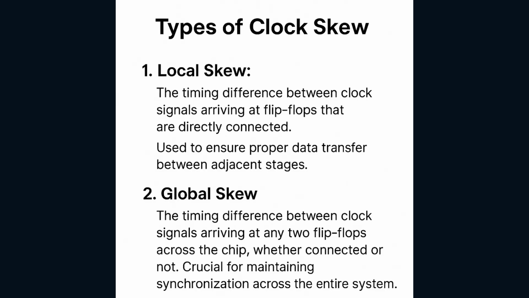Okay, directly connected ones. Right. And then there's global skew. This looks at the timing difference between any two flip-flops on the chip, whether they're directly linked or on opposite sides. Global skew is more about the overall synchronization of the whole system. Local skew is about specific data handoffs. You have to control both very carefully. That's interesting. So local versus the whole chip picture.